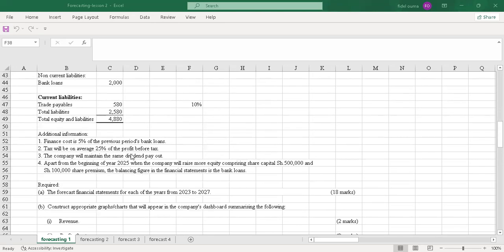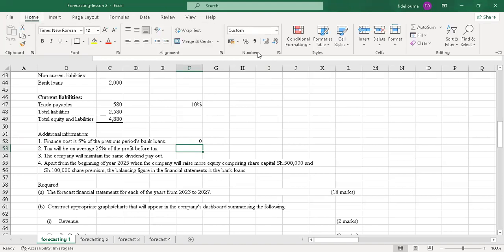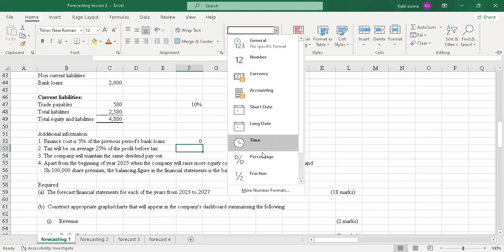So let me go to additional information. So additional information, number one, is that finance cost is 5% of the previous period's bank loans. So it's 5% of the previous period. So let me just note here, 5%. Let me just change this. Change this to percentage.